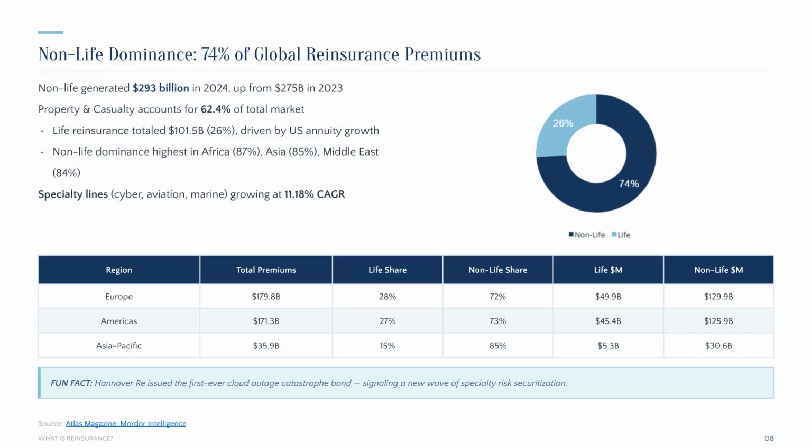Non-life insurance dominates the market, making up 74% of global premiums. This is primarily driven by property and casualty risks. While life reinsurance maintains a steady share, specialty lines like cyber, aviation, and marine are seeing impressive growth, highlighting new areas where reinsurance is becoming increasingly critical.